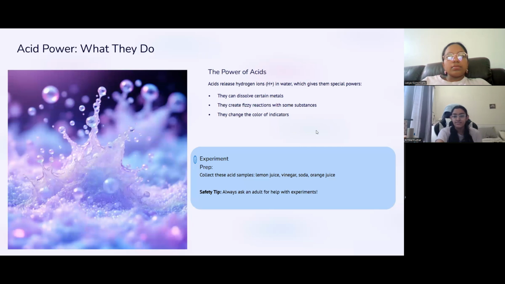Now let's have a small experiment prep. Collect these acid samples: lemon juice, vinegar, soda, and orange juice. Safety tip: always ask an adult for help with experiments.